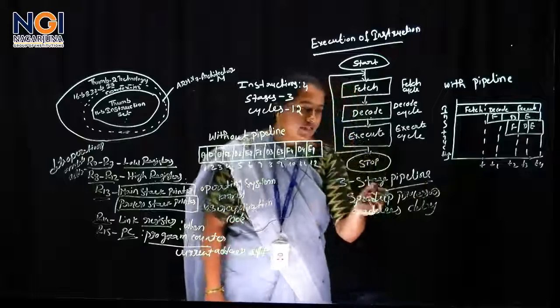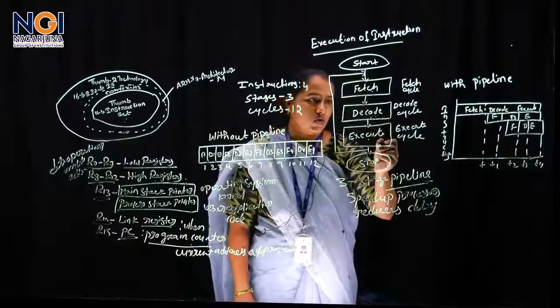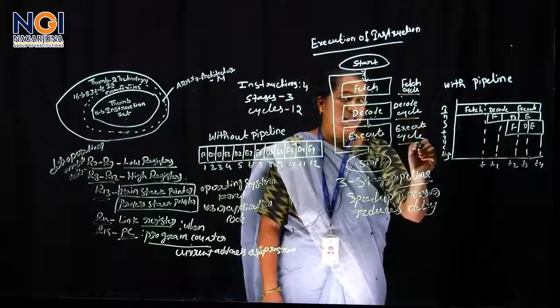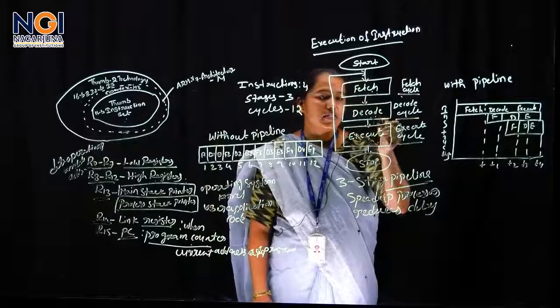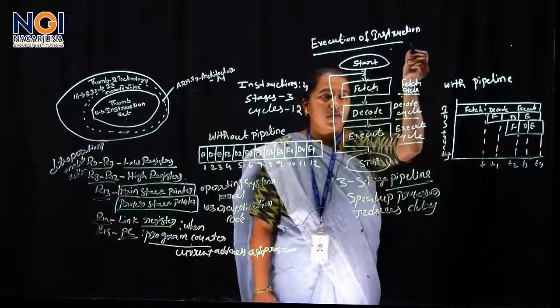What are the three stages? Fetch the instruction, decode the instruction, execute the instruction. This is the fetch cycle, decode cycle, execute cycle. First we fetch the instruction, next decode the instruction, next execute the instruction. This is the process of execution of instructions.